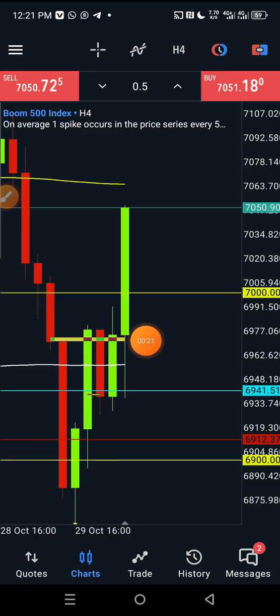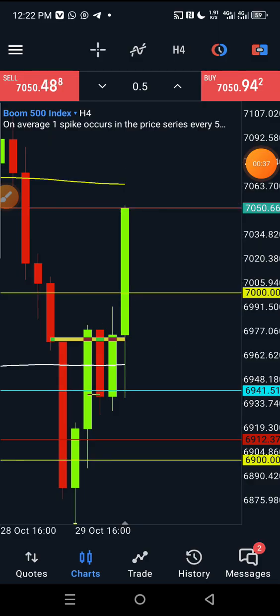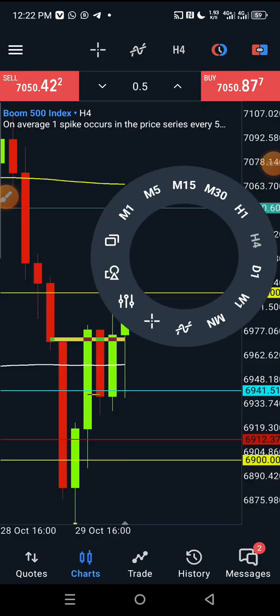So looking at this, this is Boom 500, and the line you are seeing is a line of my actions, where a prediction has been made that the spike will keep spiking. See, as the spike goes, it has been obeying all those lines. So I also get to teach you how to spot these lines, which we call the line of actions.